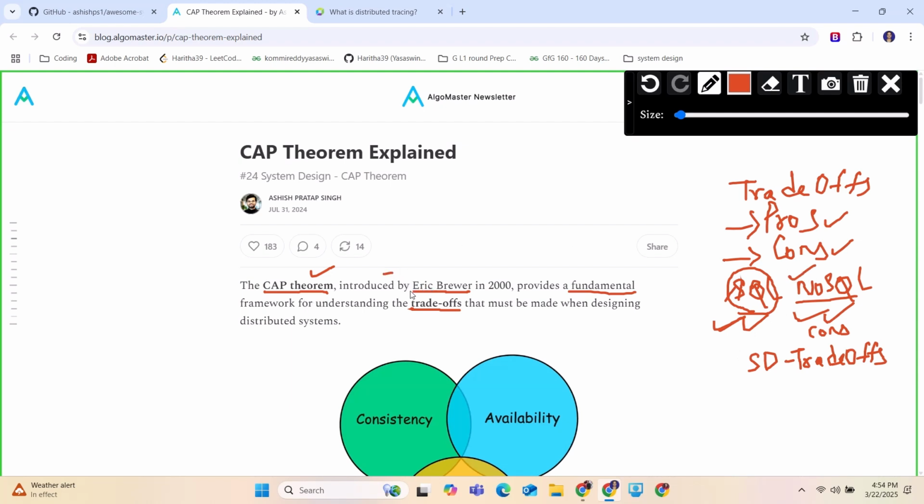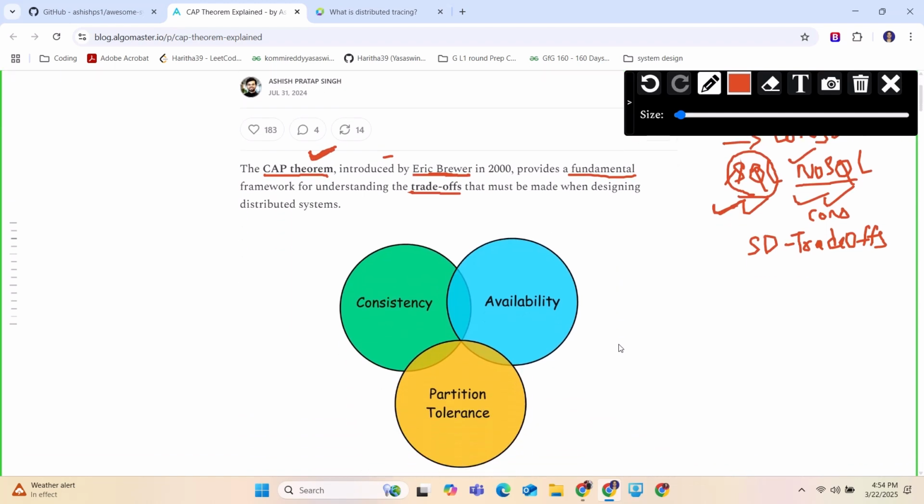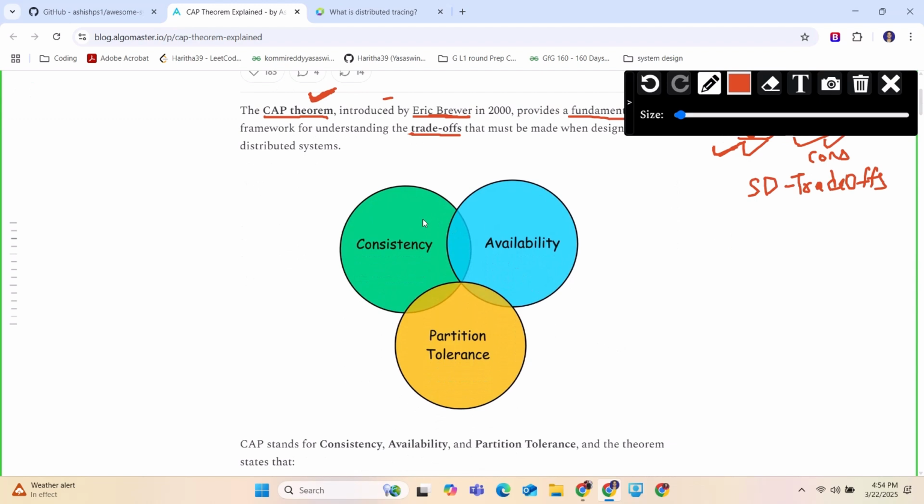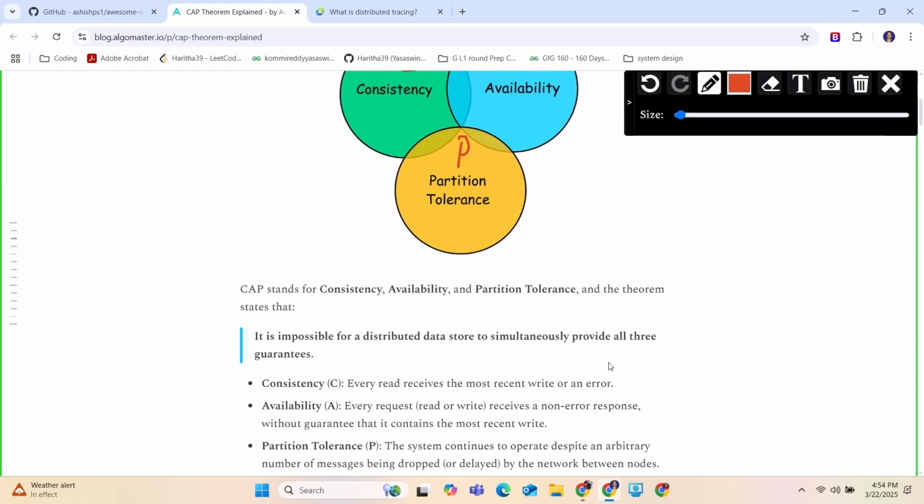The same thing Eric Brewer proposed as the CAP theorem. This CAP theorem will help us understand and handle this trade-off while designing. C is for consistency, A for availability, and P for partition tolerance. This theorem helps us in choosing the trade-offs.